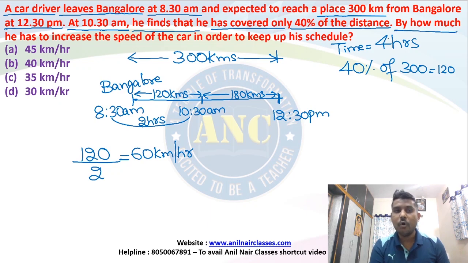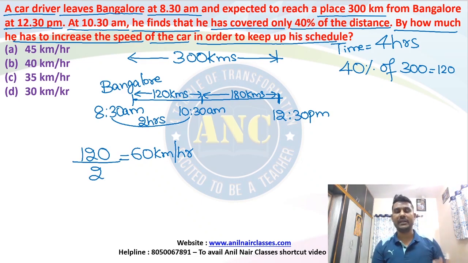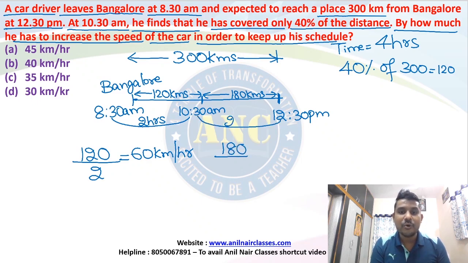Question is, by how much he has to increase the speed of the car in order to keep up his schedule. That means he should not be late to reach the destination. He should exactly reach at 12:30 p.m. itself. There is no compromise on it. He should increase the speed right now. Another 180 kilometers is pending, and another 2 hours is pending right now for his journey to get completed, because he cannot compromise on time. 180 divided by 2 is 90 kilometers per hour.